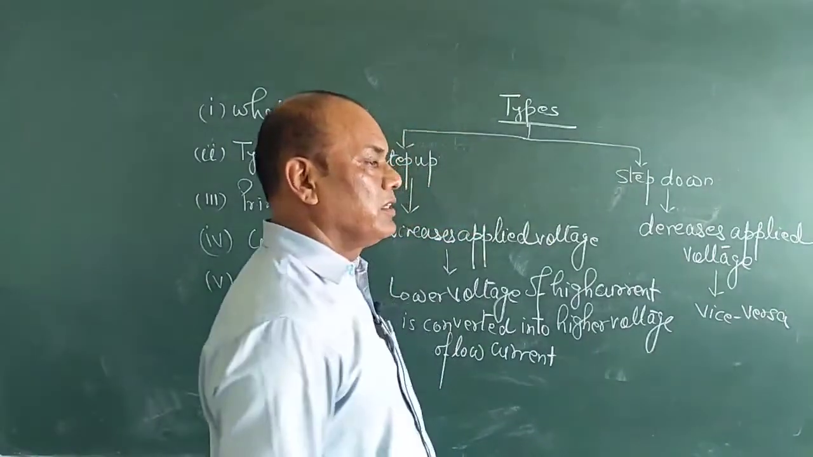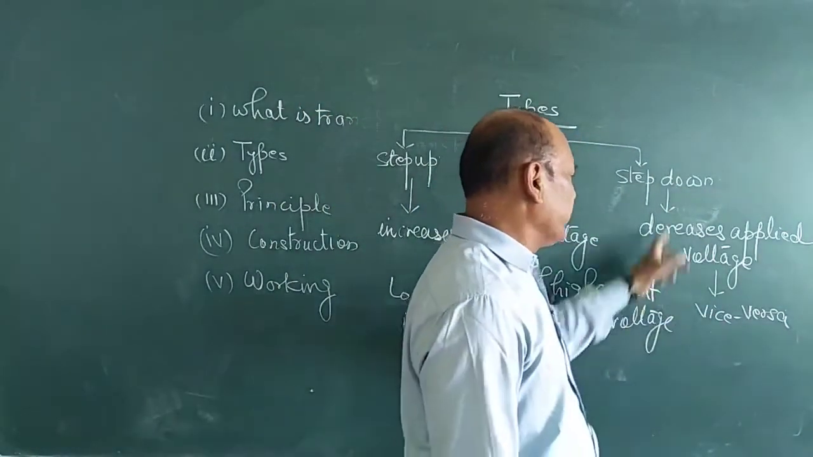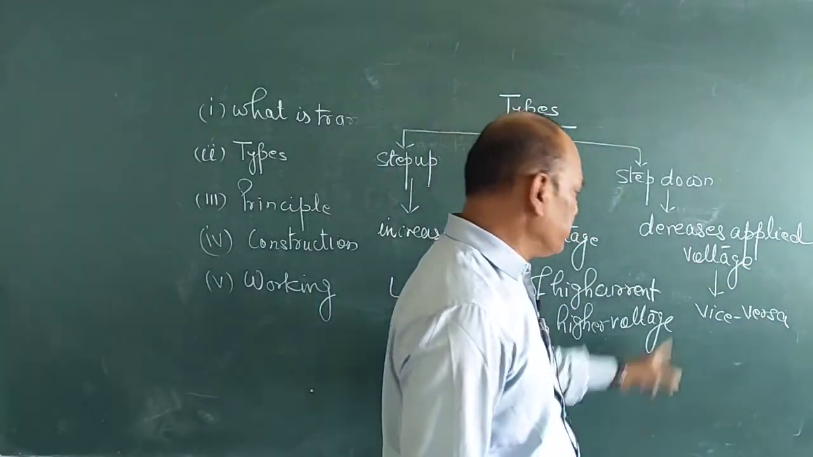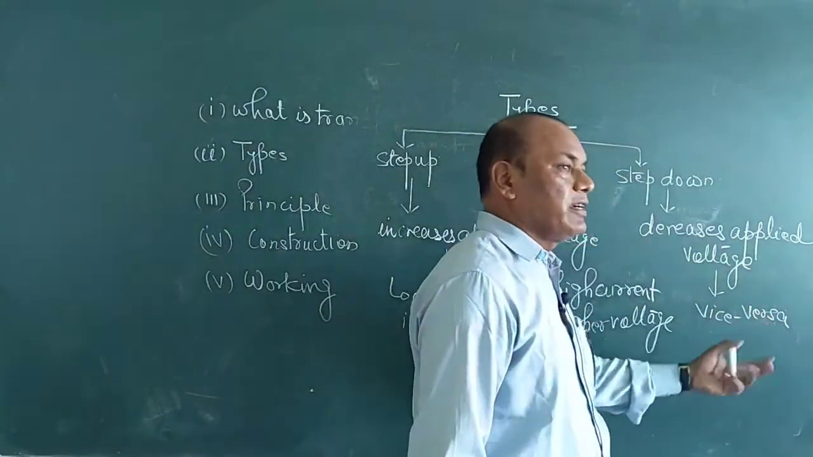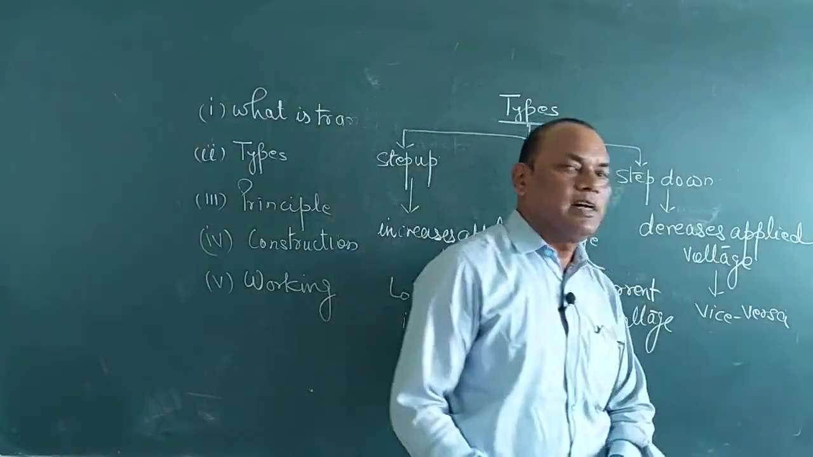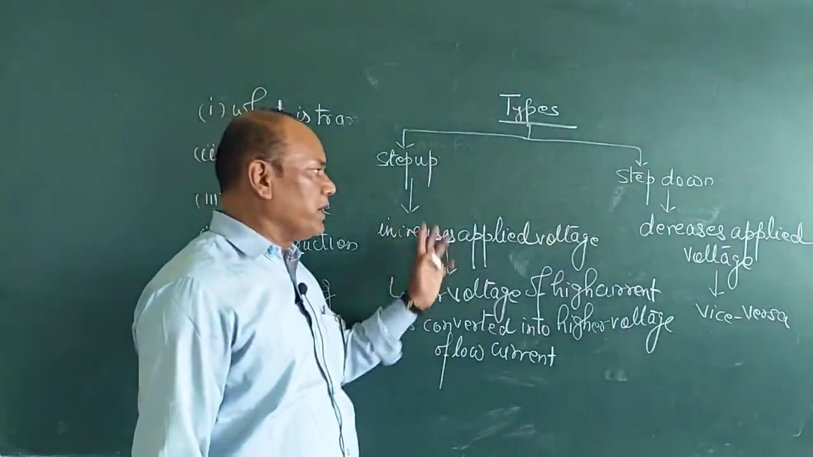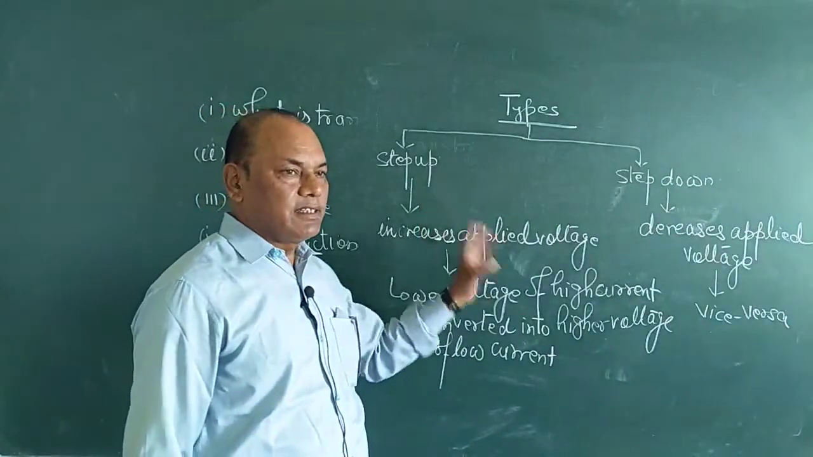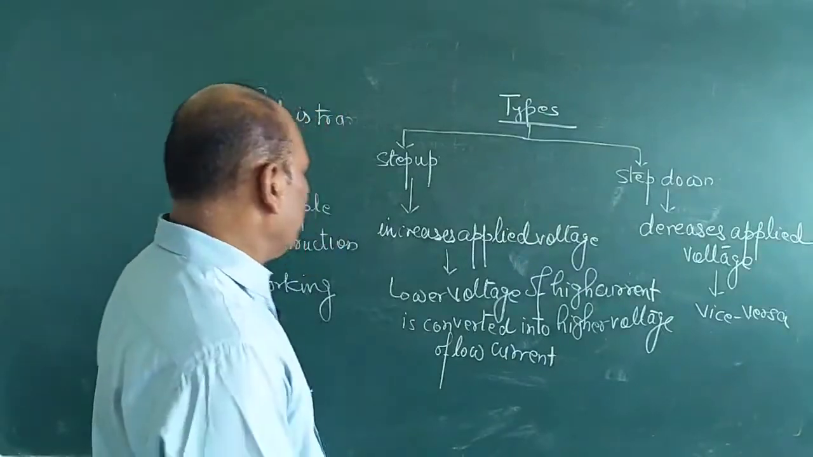for step down transformer. In step down transformer, what does it do? It decreases the applied voltage. This means higher voltage of low current is converted into low voltage of high current. So the functions of step up and step down transformer are just opposite to each other. So this is step up and this is step down.